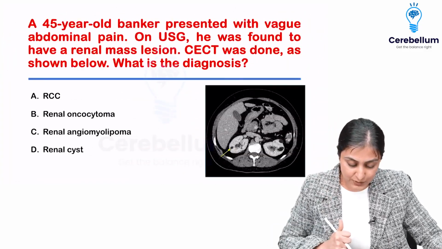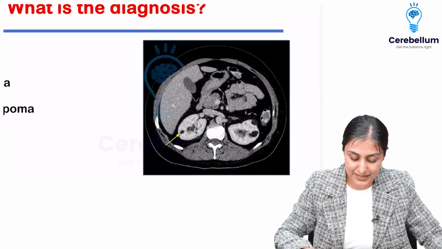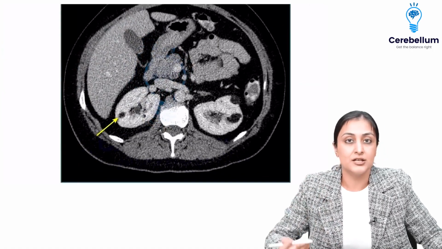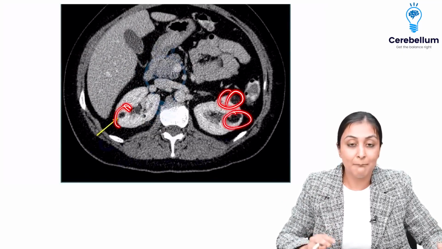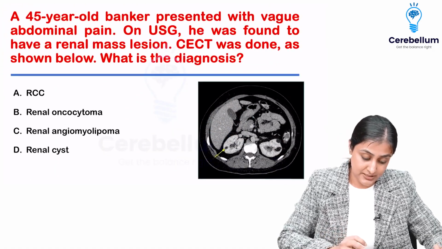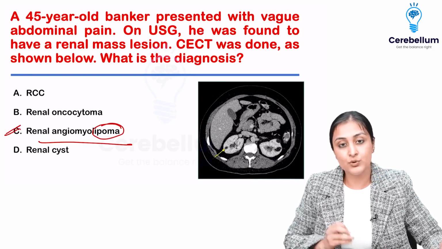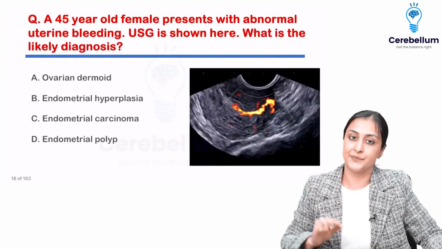What do you think is the diagnosis? 45-year-old banker with vague abdominal pain, renal mass lesion, CT is being shown to you. I see the color black. When you see a black renal mass that matches with the fat density, can you tell me the answer? We have to look for fat. We find lipo. It is angiomyolipoma. I hope you have no doubt here.